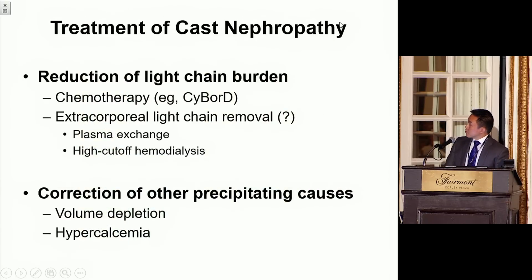Now, the treatment of cast nephropathy focuses really on two main principles. The most important of these is to reduce the light chain burden, because it's these light chains that are causing toxicity to the kidney, particularly at high concentrations. The other important factor is to correct precipitating causes such as volume depletion and hypercalcemia if present. Now let's talk a little bit about the reduction of the light chain burden.